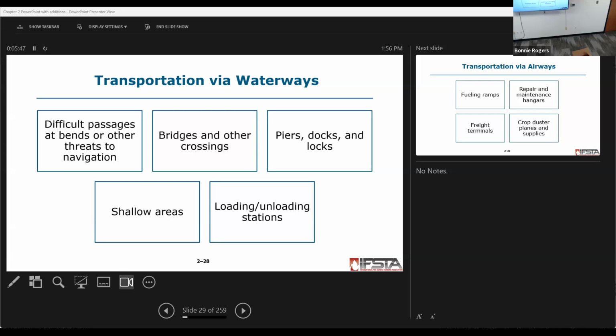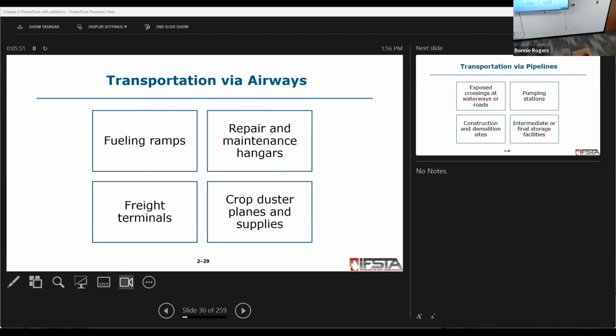Shallow areas, sometimes a barge will go aground. Other areas: we've got crop dusters around here.